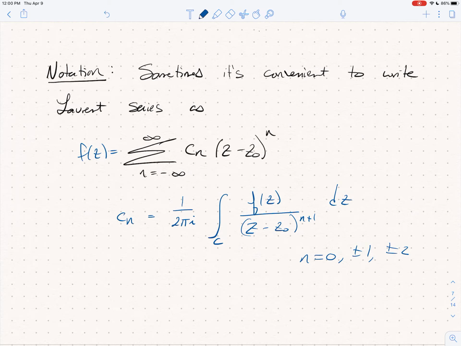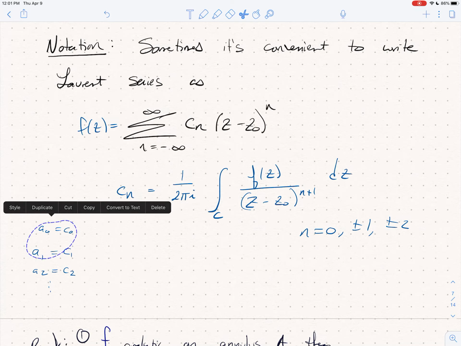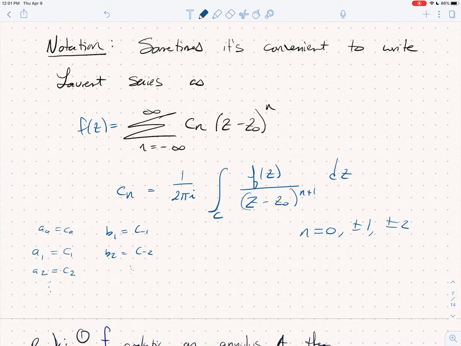But just to be clear, with our old notation, a1 would be the same as c1, a2 is c2, so on and so forth. A0 is c0. But then with the b's, b1 would be c to the minus 1, b2 is c to the minus 2, so on and so forth. So the negative c's are just the b's. So not a big deal. Hopefully that won't cause you any trouble.